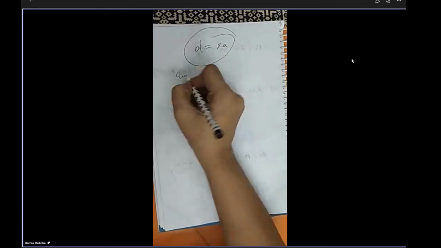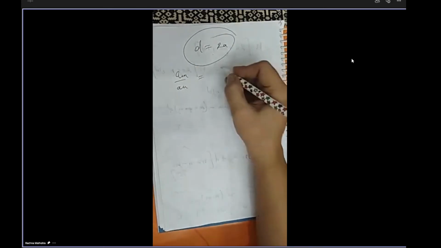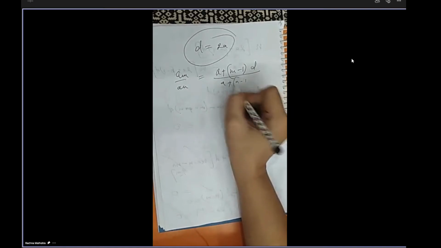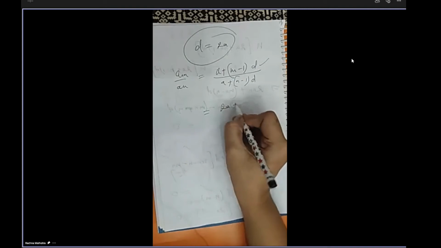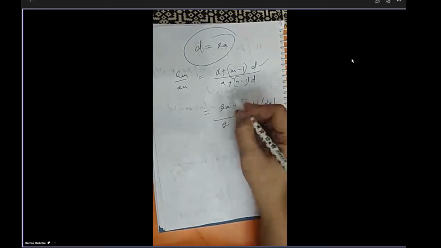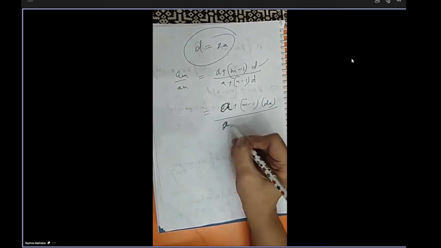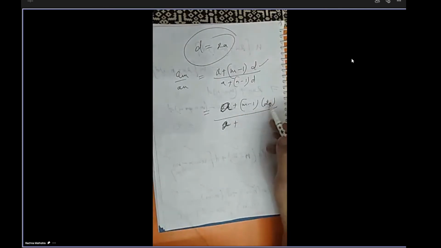So what is d? d is 2a. Now we can find the ratio of what we have to find out in this question, the ratio of mth and nth term. So am over an, the ratio of mth and nth term. What is the formula for finding mth term? a plus m minus 1 d upon a plus n minus 1 d. You can substitute d here. What is d? Twice of a. Sorry, this is a. Why am I writing it 2a? This is 2a.